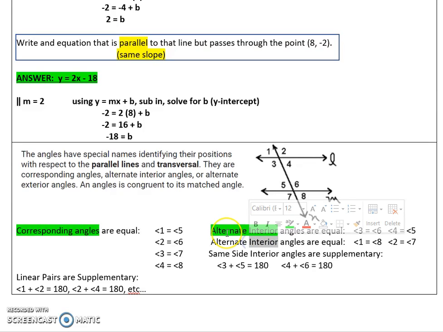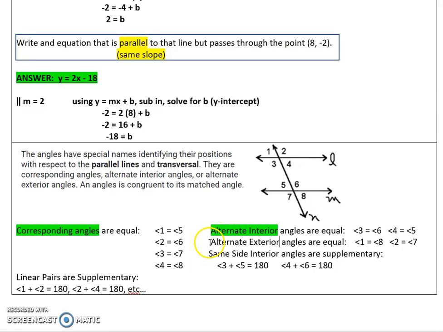Those are alternate interior. Related but not the same, and that should say alternate exterior. Let's go ahead and fix that right now. This should say alternate exterior angles. Alternate exterior angles are also equal. Related, alternate means on the opposite sides of the transversal, but exterior means outside those parallel lines.